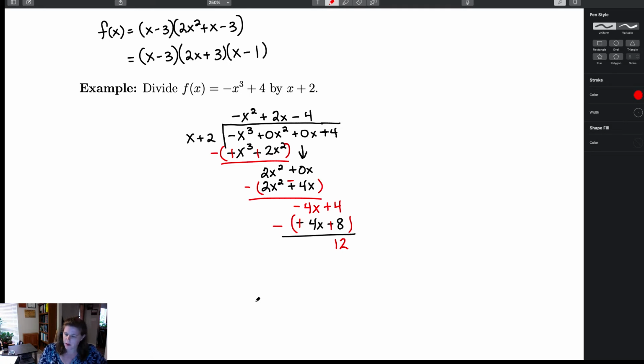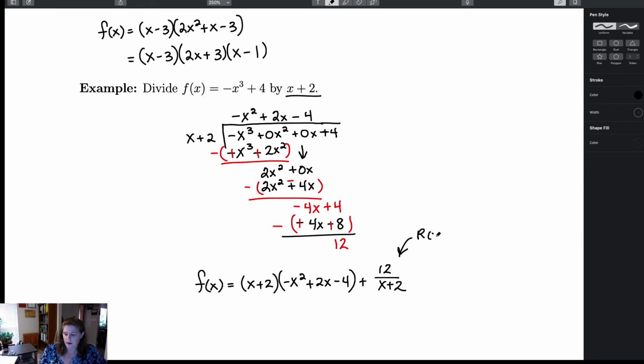my remainder. So this is a remainder, and typically we put the remainder over whatever we're using as the divisor. So f of x here would be equal to x plus 2 times negative x squared plus 2x minus 4 plus 12 over x plus 2. And there's our result. This last part is our r of x, or our remainder part.